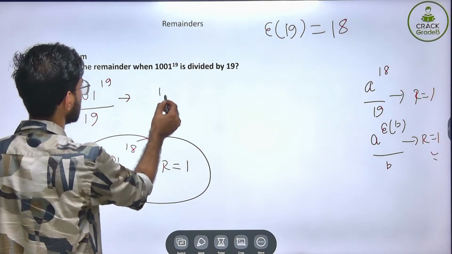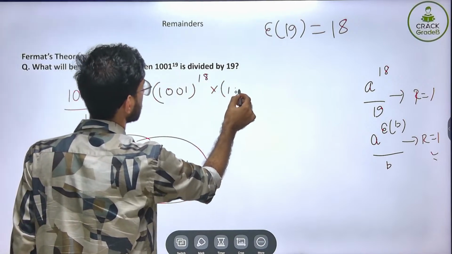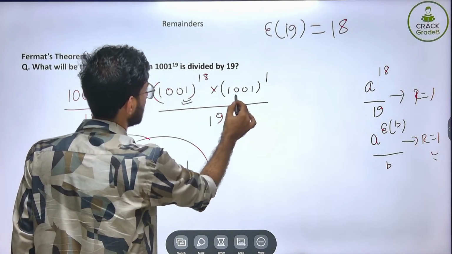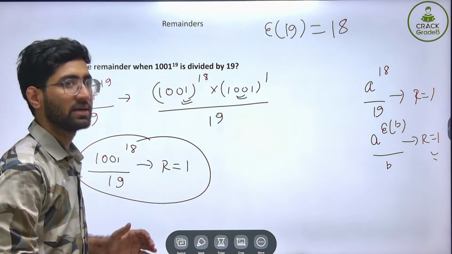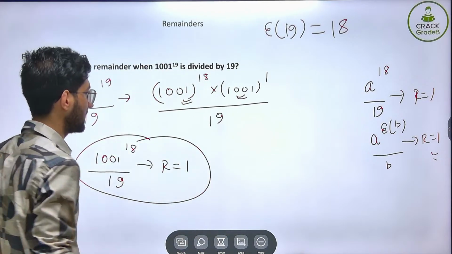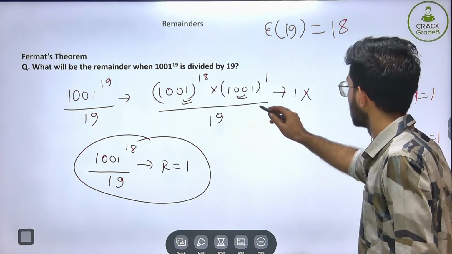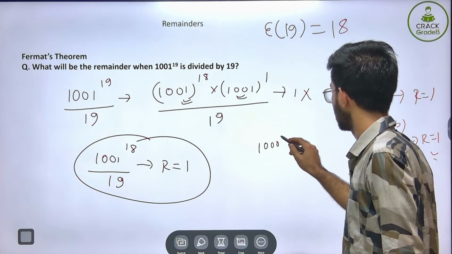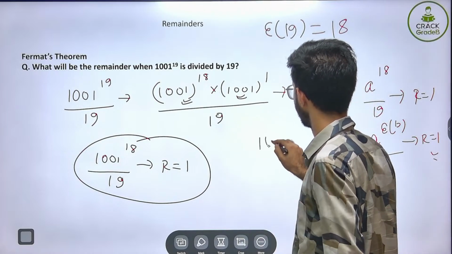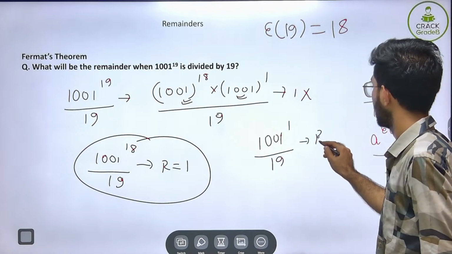So can we write it in this way? 1001 to the power 18 into 1001 to the power 1, divided by 19. Now we will divide these numbers separately. If you divide 1001 to the power 18 by 19, we have already found that the remainder is equal to 1. Now we have to divide 1001 to the power 1 by 19, and we have to find the remainder.